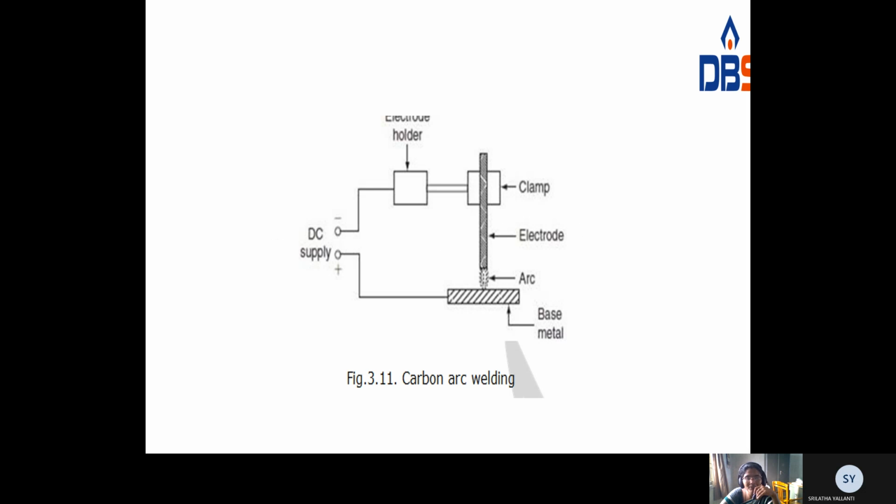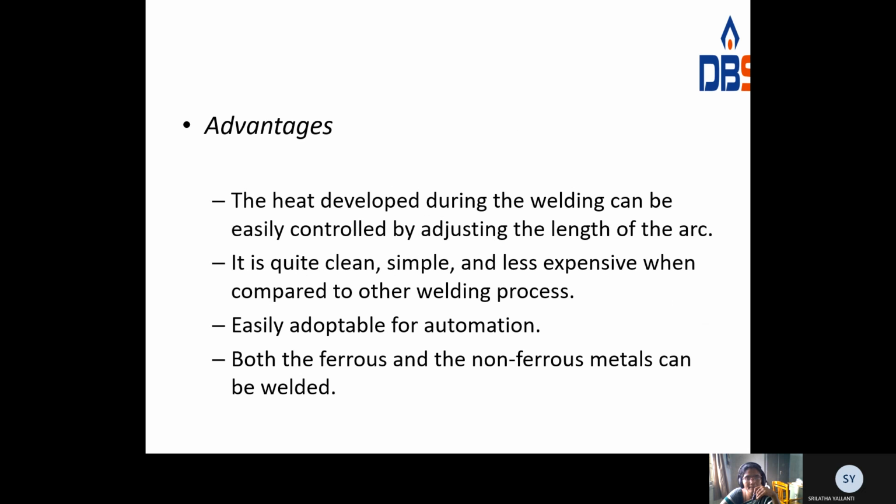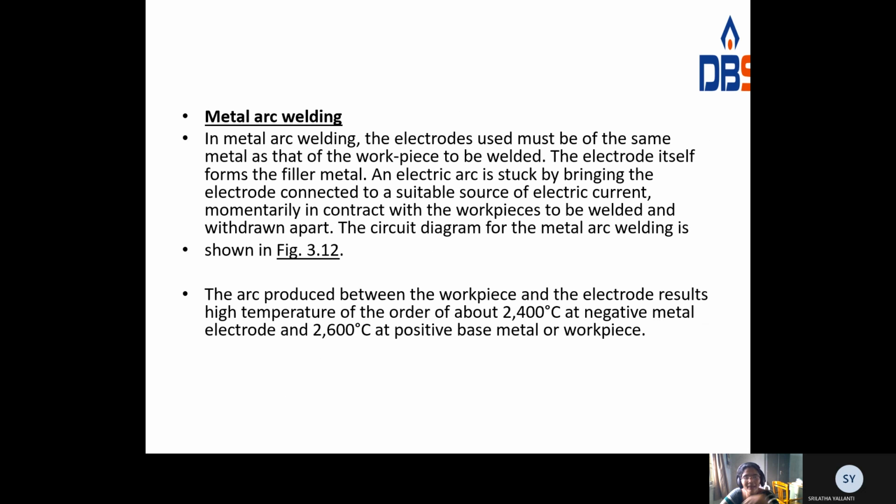Coming to metal arc welding, the electrodes used must be of the same metal as the metal piece to be welded. Here the electrodes are made of the same material as the metal which is to be welded. So the electrode itself forms the filler metal to do the welding.